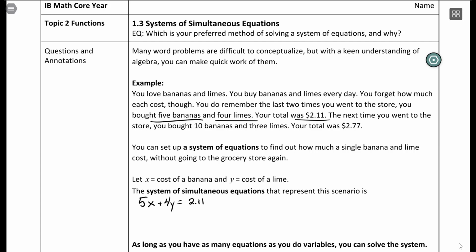Okay? The next thing we can look at, though, is what happened the second time. You bought 10 bananas, so that's 10x, and 3 limes. So 10x plus 3y, and our total was $2.77. Okay? And then we put a funny looking brace around this. It's like a fancy parentheses, right? It looks like this. Okay?